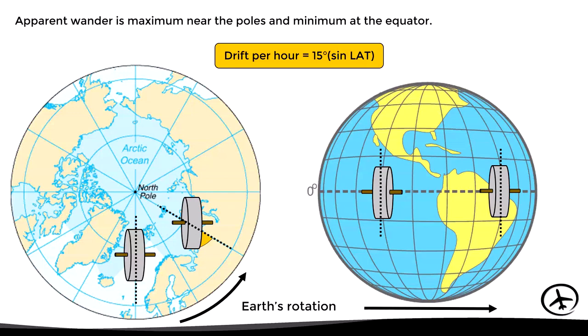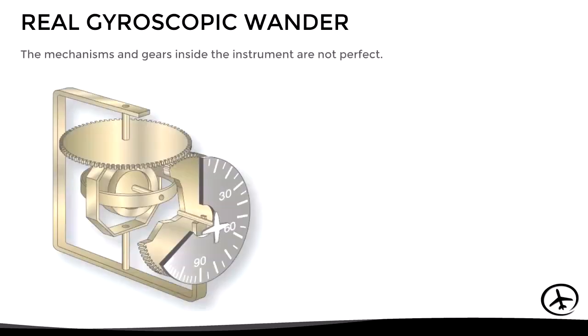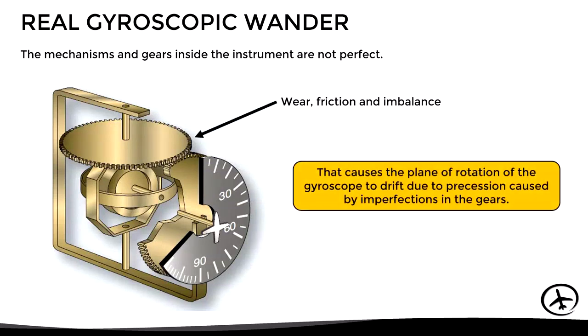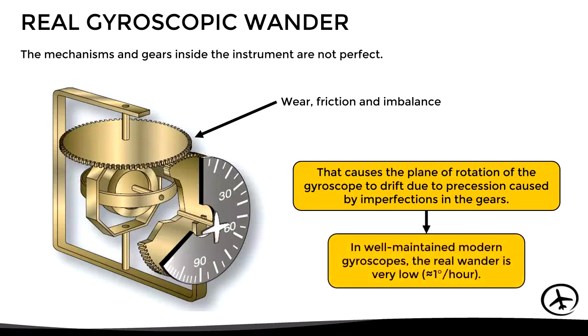Now, there is another effect known as real wander. And it is produced since the mechanisms and gears inside the instrument are not perfect, they suffer from wear, friction, and imbalance. That causes the plane of rotation of the gyro to drift due to precession. However, this error is normally small. In well-maintained modern gyros, the real wander is very low, around 1 degree per hour.